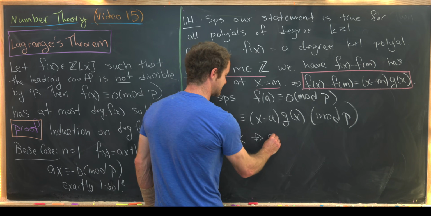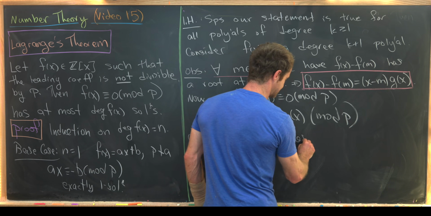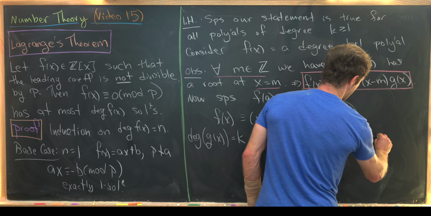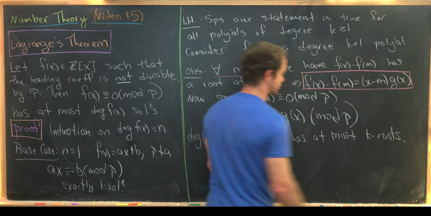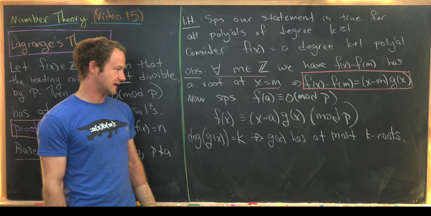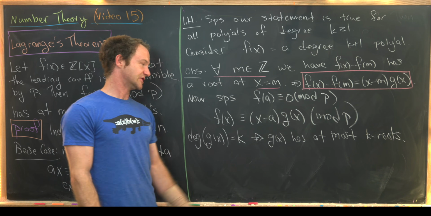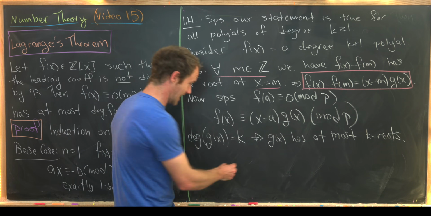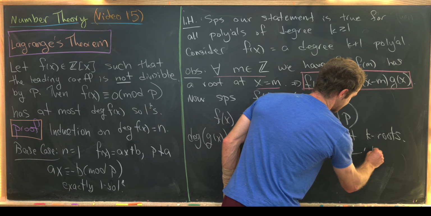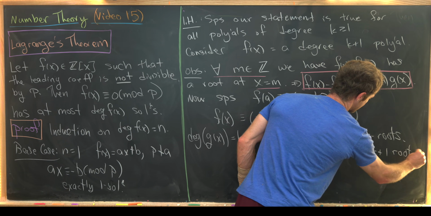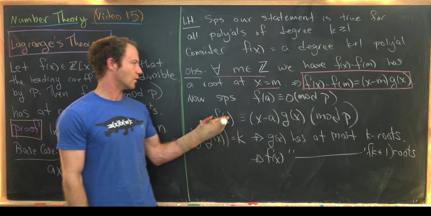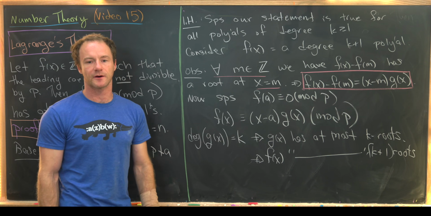So that tells us that g(x) has at most k roots modulo p. But if g(x) has at most k roots modulo p, and a is an additional root for f, then that tells us that f(x) has at most k plus 1 roots mod p. The k that come from g, and then the 1 that comes from this up here.